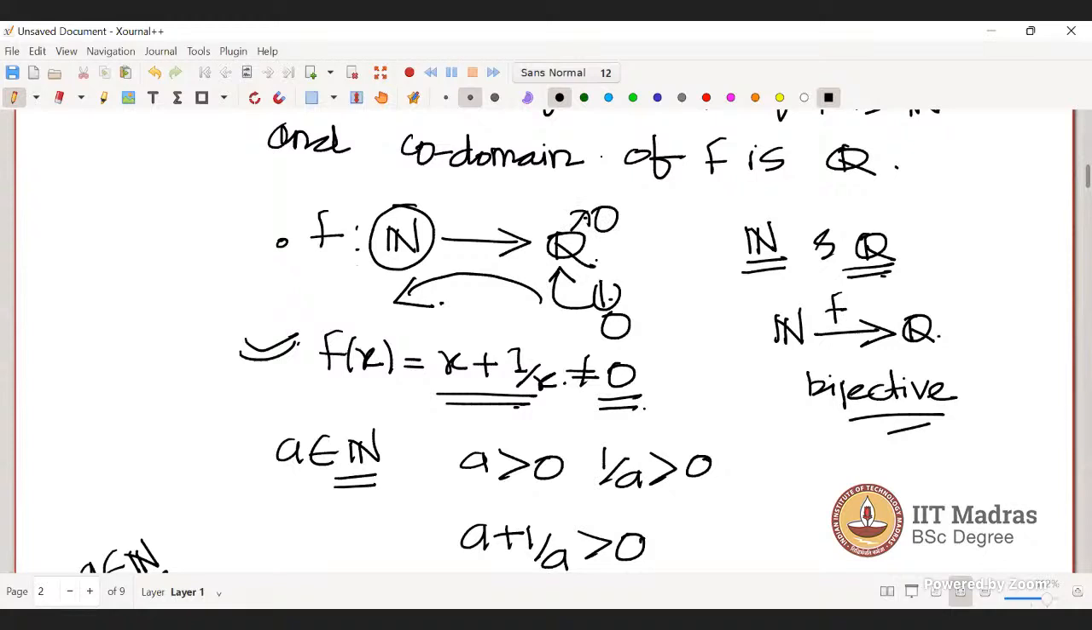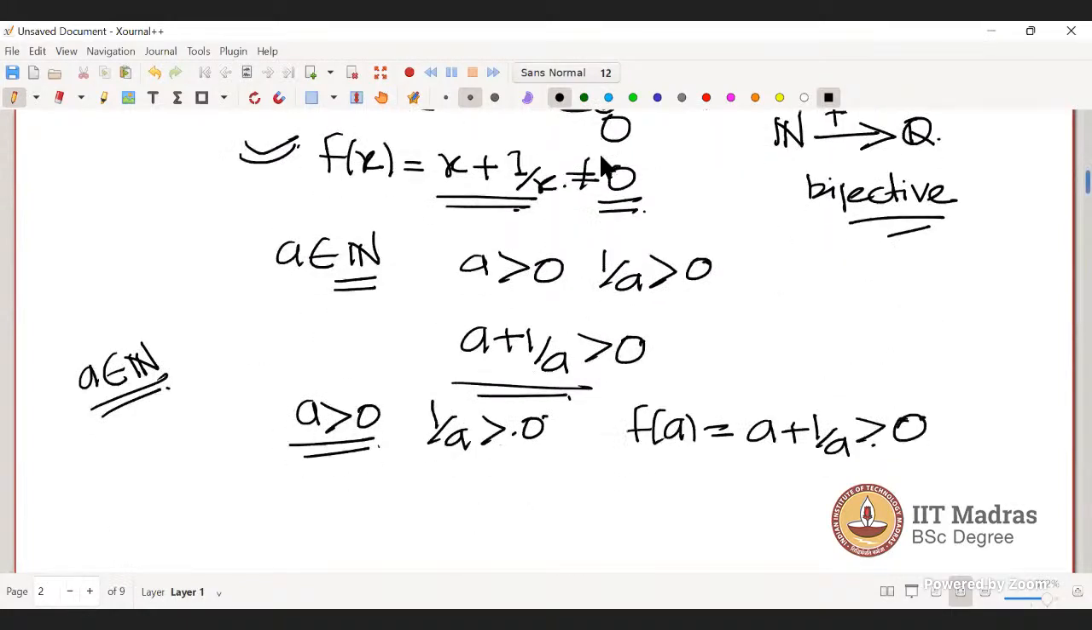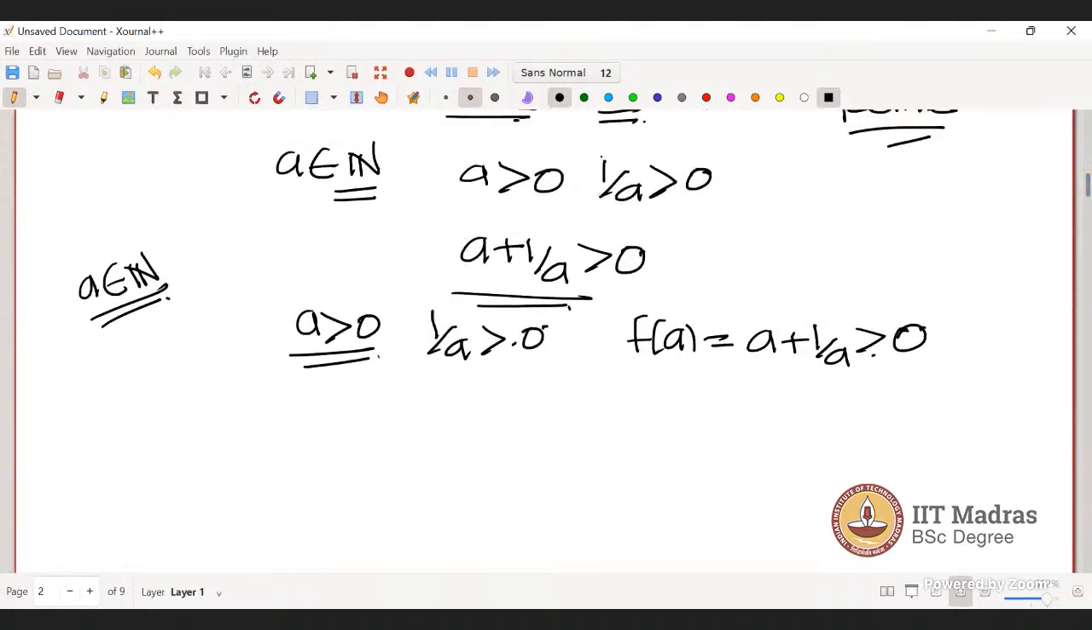So then you have 0 here, right? 0 is in the set of rational numbers. For surjective, codomain should be equal to the range, right? Yes. So basically what I showed, the range is always positive. That means the negative rational numbers are not in your range set. So f cannot be surjective. So for the negative numbers, we do not have a preimage in the domain, right? Yes.